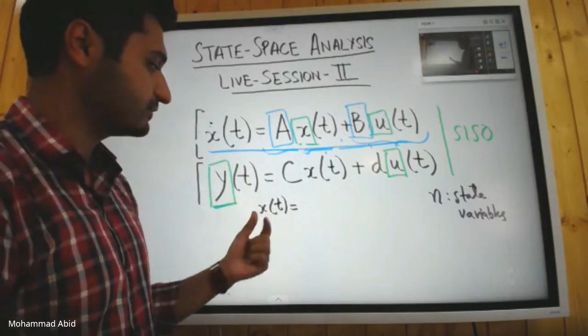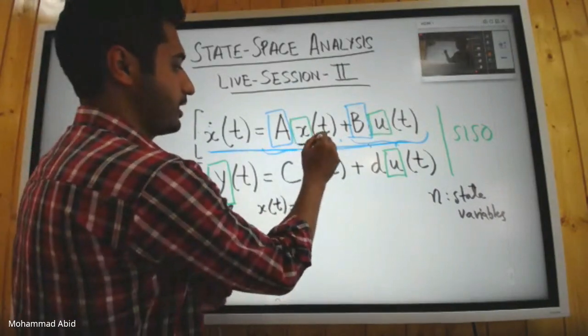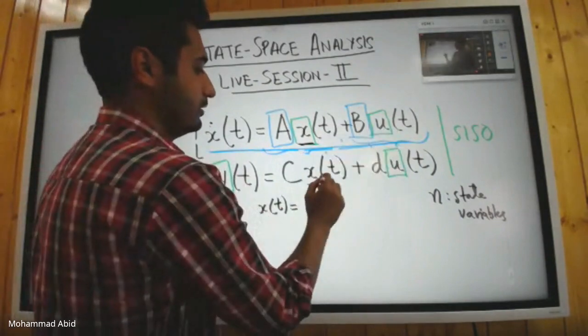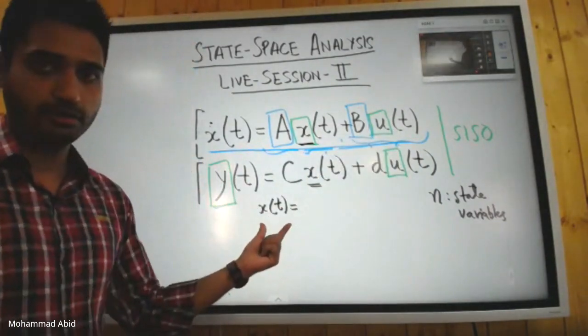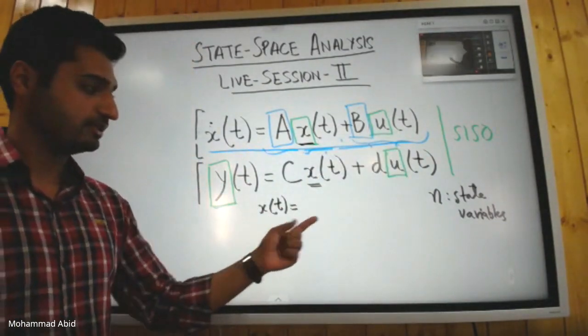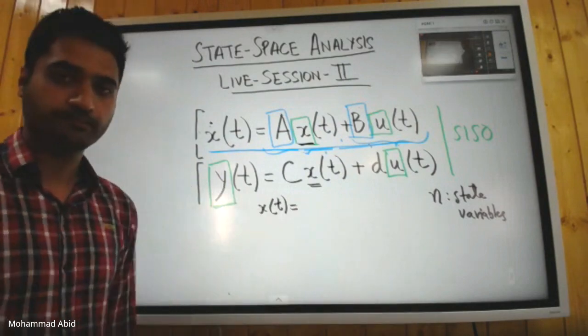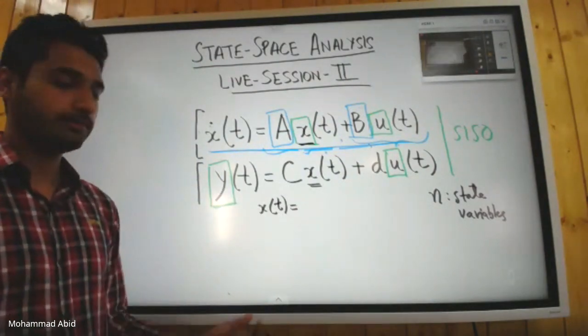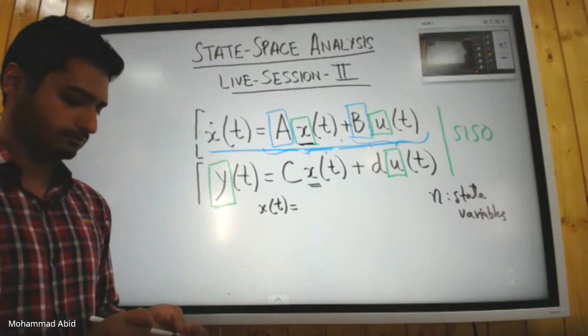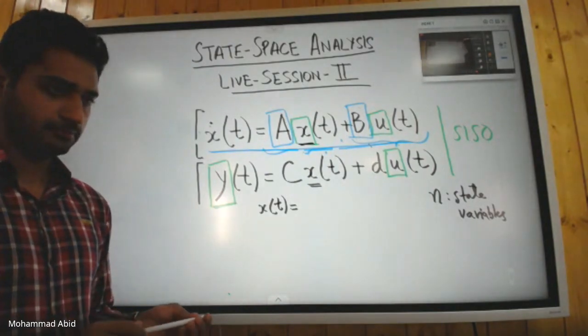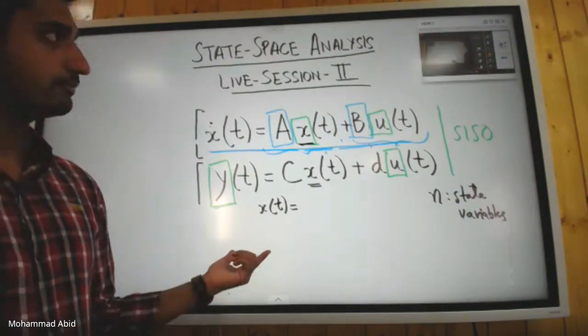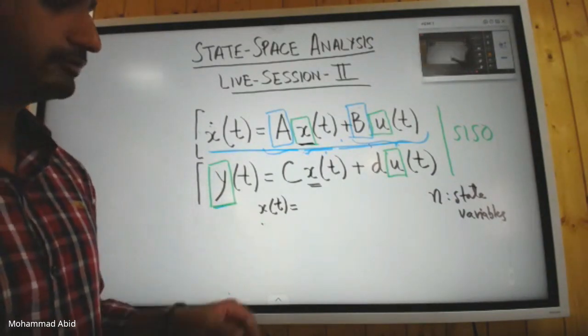What will be the dimension of xt then? This. What will be the dimension of xt if I assumed n state variables? Anyone? What will be the dimension?